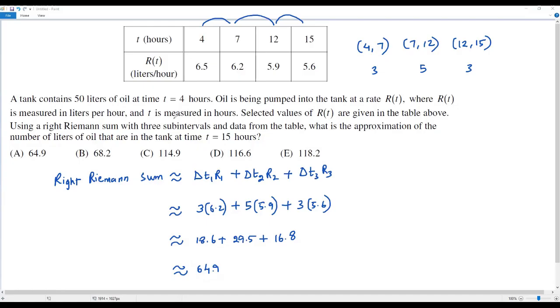Now to find the total number of liters of oil at time t equals 15 hours, we have to add the initial amount of oil, 50 liters, to the 64.9 liters pumped into the tank from t equals 4 to 15 hours. So we have 50 plus 64.9, which equals 114.9 liters. And we find this value in answer choice C. The correct answer choice for this question is C.